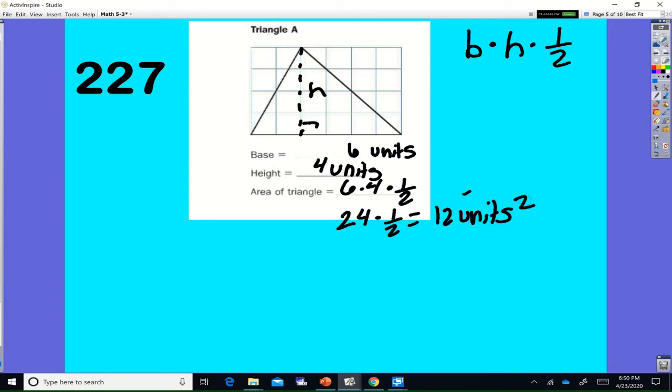Now notice I put that squared in there again. That's always how we label, with that squared. Whether it's inches squared, centimeters squared, whatever it may be. This is units because they don't give us any dimensions except for the coordinate grid. Okay?